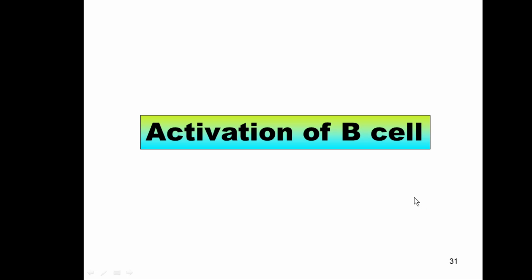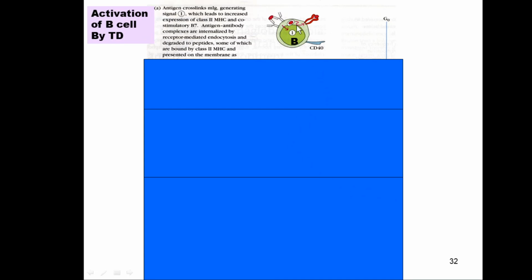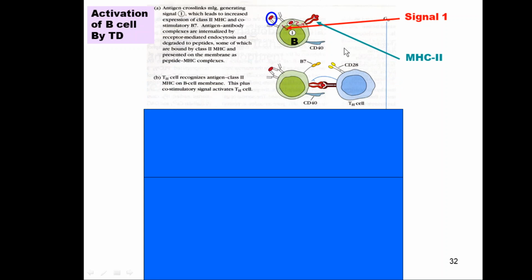Now activation of B cell. In B cell activation, the same thing happens. This is the B cell. The B cell will process and present antigen with the help of MHC to the T cell.